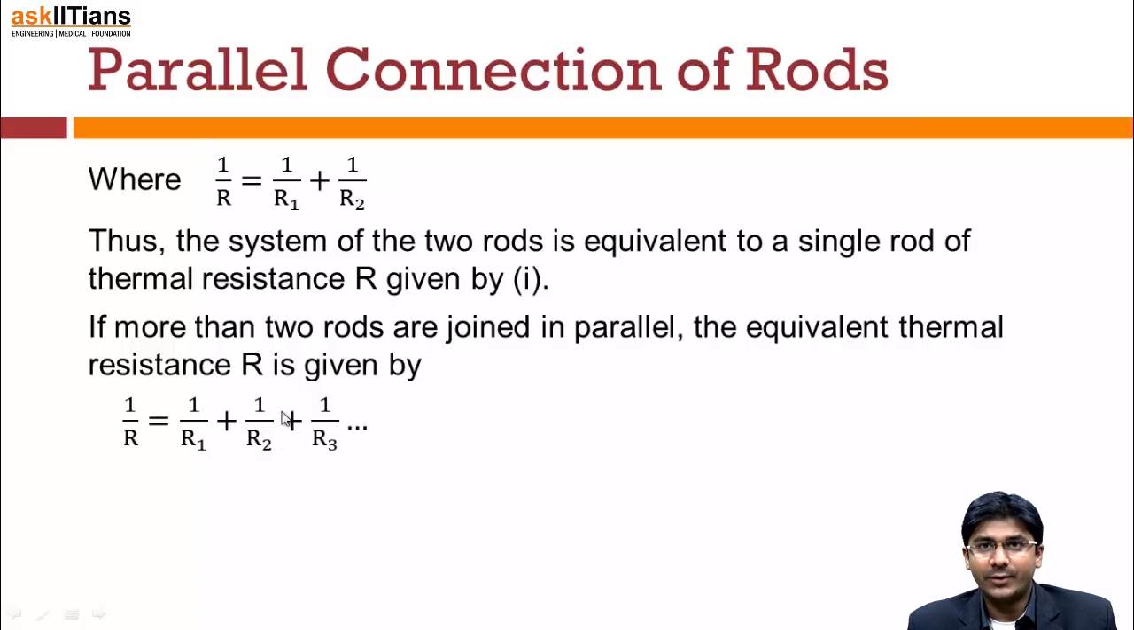What will happen when you have n number of rods connected in parallel? Then you will have 1 by R equals 1 by R1 plus 1 by R2 up to 1 by Rn.